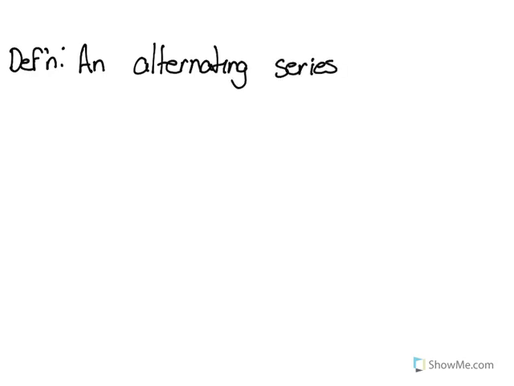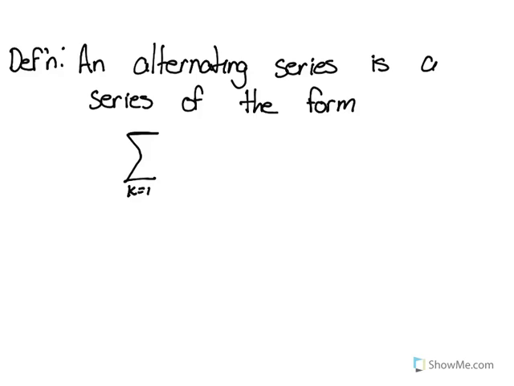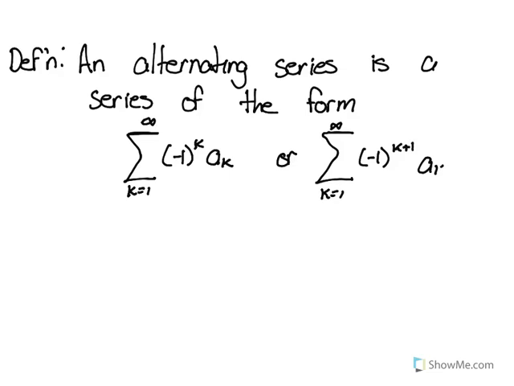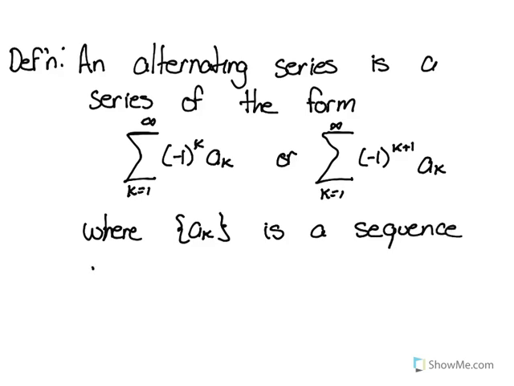Definition. An alternating series is a series of the form the sum from k equals 1 to infinity of (-1)^k times a_k, or the sum of (-1)^(k+1) a_k, where a_k is a sequence of positive numbers.